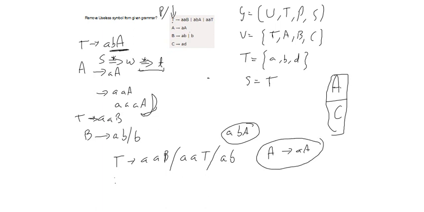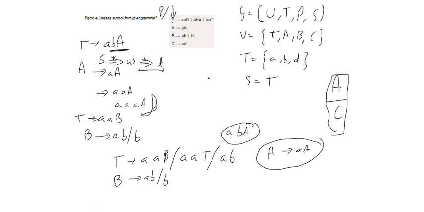Then the next useful production, B implies AB slash B. It is useful, so we are including that. Okay, B implies AB slash B. It is a useful production, so we'll include that.